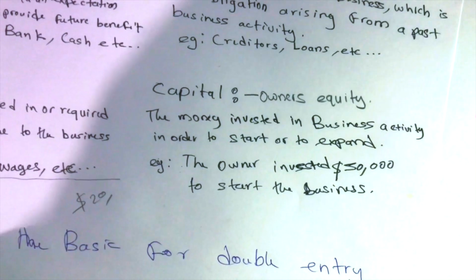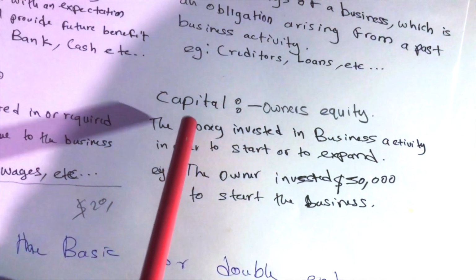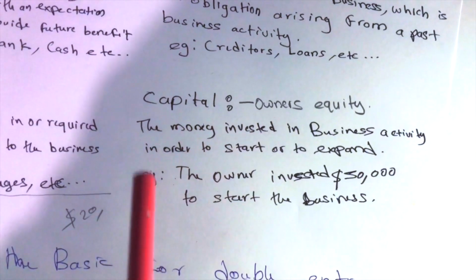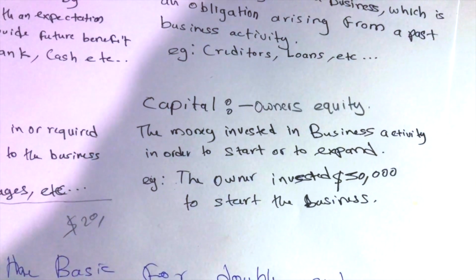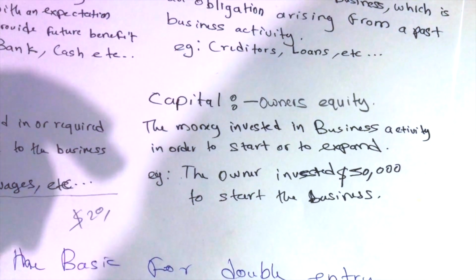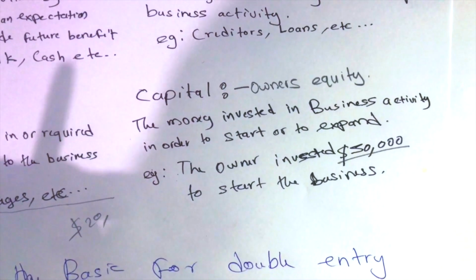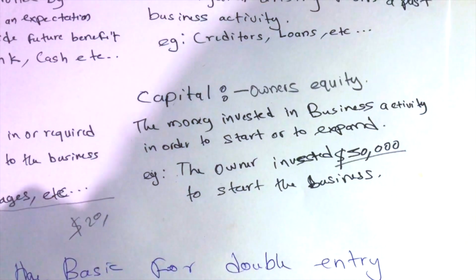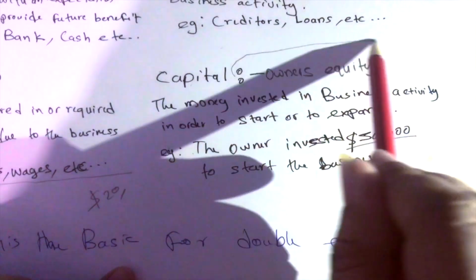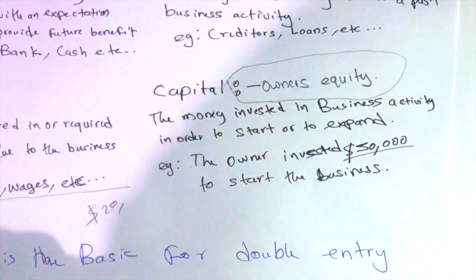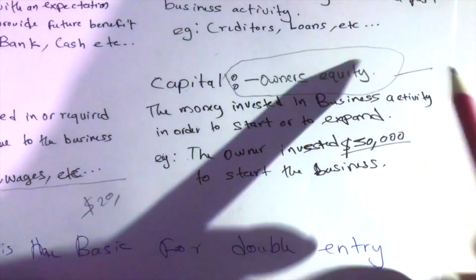The very important element of all of them is the capital, because this actually comes from the beginning, where the owner invests money into the business to start it and to expand it. So an owner invests $50,000 to start the business. This is called capital. Later, when we move on to other entries, we will be calling it owner's equity. So later, maybe when we are moving to the balance sheet, we call it owner's equity.